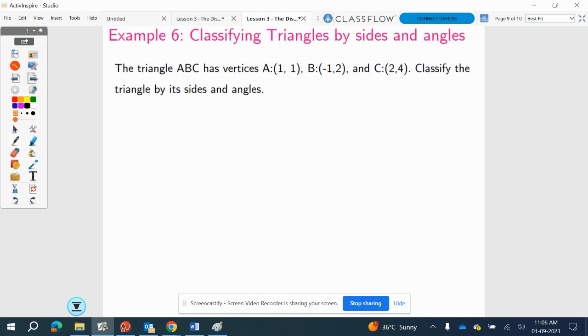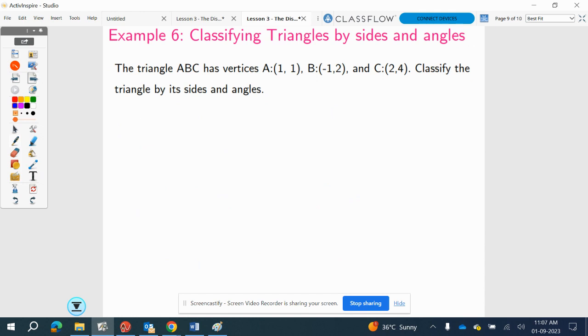And then lastly for today, classifying triangles. Just to finish off, we can classify a triangle by its size. Triangles can be classified in three ways: an acute triangle, an obtuse triangle, or a right angle triangle.